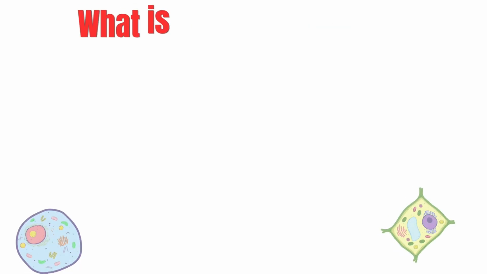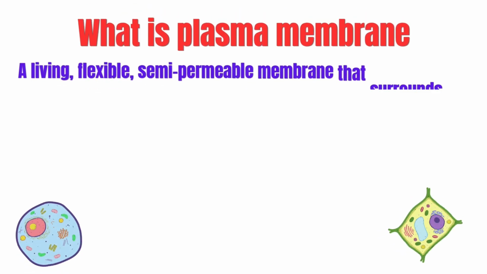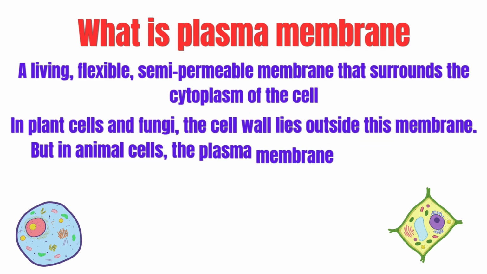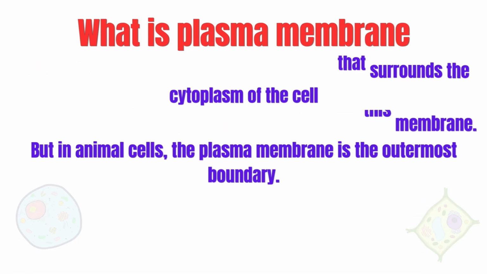What is the plasma membrane? A living, flexible, semi-permeable membrane that surrounds the cytoplasm of the cell. In plant cells and fungi, the cell wall lies outside this membrane. But in animal cells, the plasma membrane is the outermost boundary.